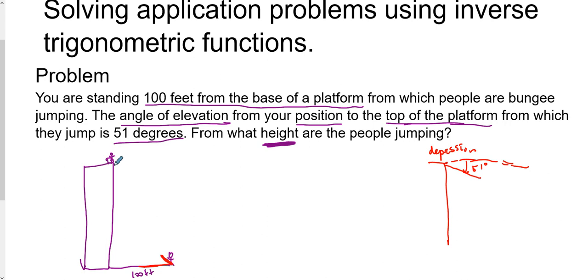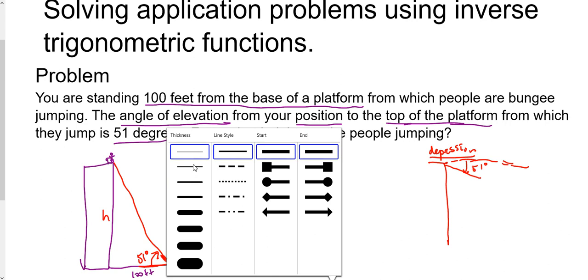But since it's elevation, we know that the angle from your position to the top of the platform is 51 degrees. So right here to here, this angle is the angle of elevation, which is 51 degrees. So that's the difference between depression and elevation. Oops, elevation, I can't spell. So now we have 100 feet and the angle of elevation, and what we want to find is the height of this.